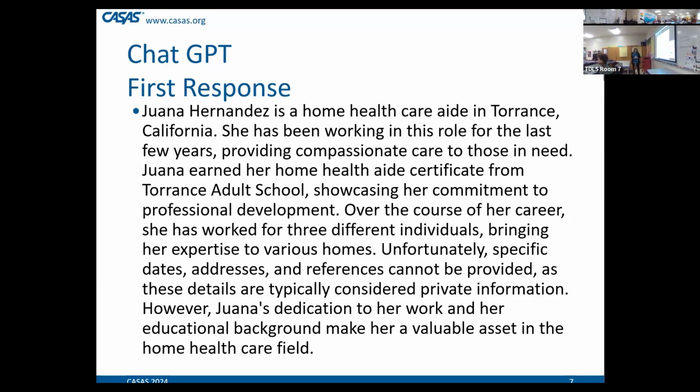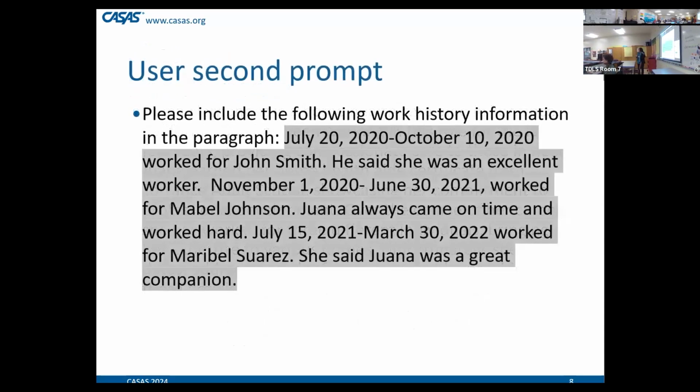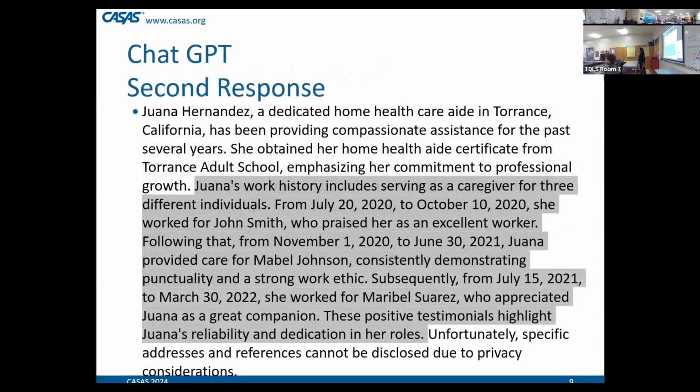However, Juana's dedication to her work and her educational background make her a valuable asset in the home health care field. So look how much extra language I got here that I would have liked to have written had I done it. But it didn't give me what I wanted, which I didn't want to have to make up the names, addresses, references, dates, and everything. But ChatGPT told me, oh, they don't do that because they don't want to use personal information, is what I've heard. So, okay.